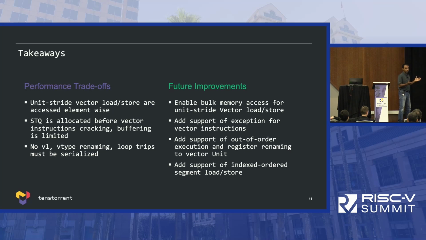We can enable bulk memory accesses, especially for the unit stride, not too hard. If you are talking about indexed load store, definitely it's still more work to have any sort of bulk memory accesses, but unit stride is pretty straightforward. We have done some preliminary work, which I'm not showing here, but we already saw just by doing unit stride bulk memory accesses, the performance can go 2x or more. The average was 2x. Some cases it was a lot more, some cases it was slightly less. For the future work, we wanted to add support for exceptions, add support for out-of-order execution and register renaming, which obviously was not present at this point. And we wanted to add support for indexed ordered segment load store.